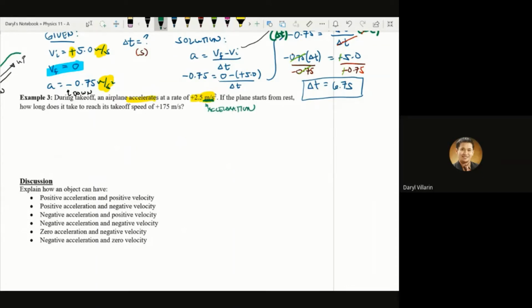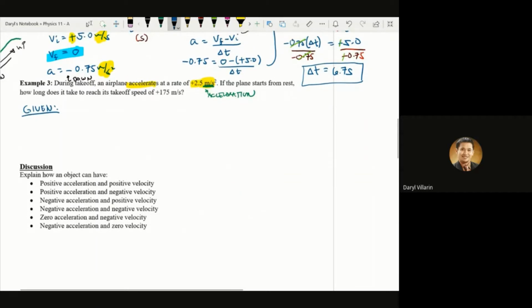Okay, then the plane starts from rest. How long does it take to reach the takeoff speed of positive 175 meters per second? So again, I will always start with the given. I should expect that in your solution, if it is a word problem, you should start to identify your given. Okay. a is plus 2.5 meters per second squared.